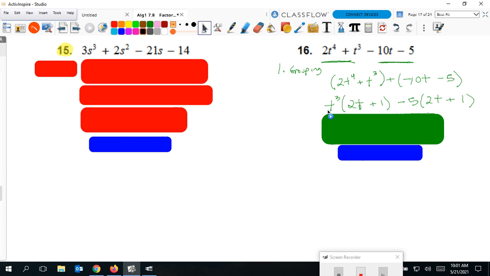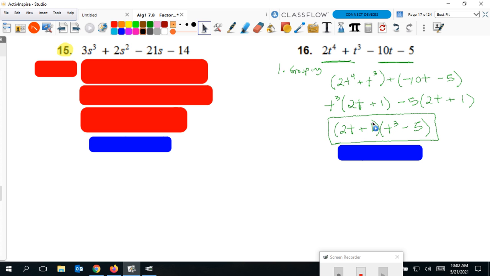So t to the 3rd comes out, and now it's a 2t plus 1 from this group. Negative 5 comes out, so we change both signs, and now it's a 2t plus 1 from that group. There's our matching binomial. And what we factored out was t to the 3rd minus 5. So 2t plus 1 is in one binomial, t to the 3rd minus 5 is in the other binomial, and now that is fully factored. So that was just like we were doing earlier on the groupings before.